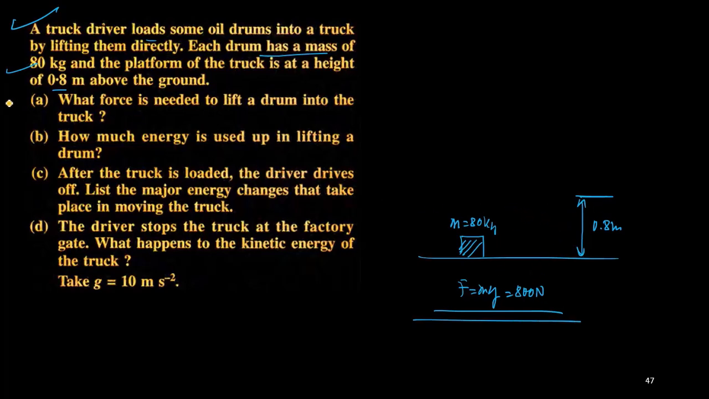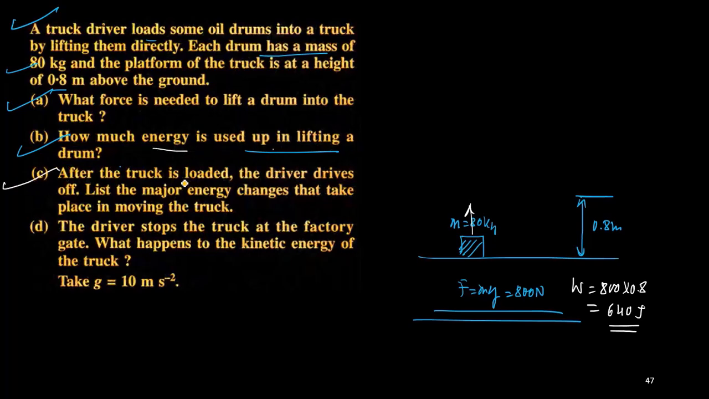Okay. So how much energy is used up in lifting a drum? That means you are doing some kind of work. What is the work? You are applying the force in this direction and the displacement is 0.8 meters. So work done is how much? 800 into 0.8, so 640 joule. Okay, 640 joule is the energy used up in lifting it.